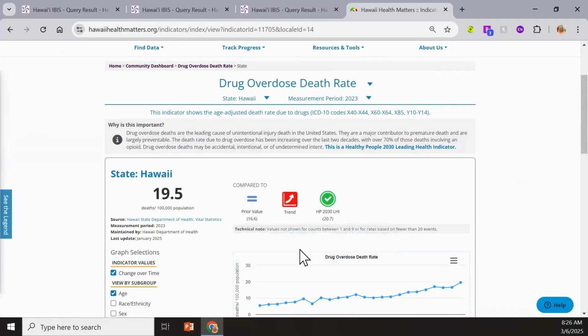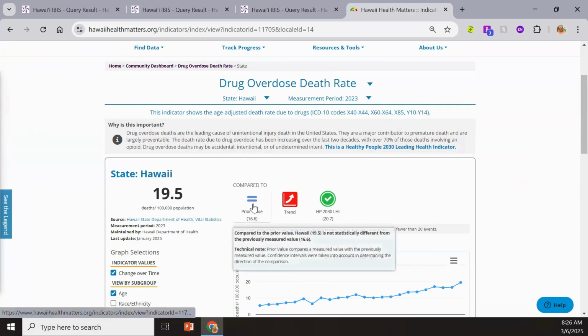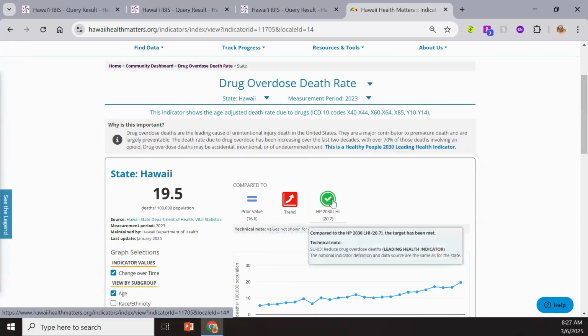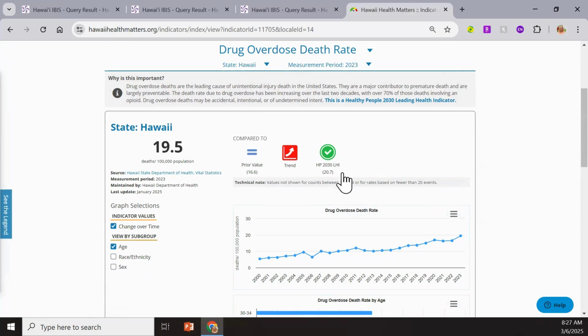And then they also provide some comparison values to provide you with a little context for what 19.5 per 100,000 means. So you can see here it hasn't changed significantly from the previous value, but it is trending up significantly. And we have met the Healthy People 2030 leading health indicator target. And below those comparison values, you'll see the trend data.